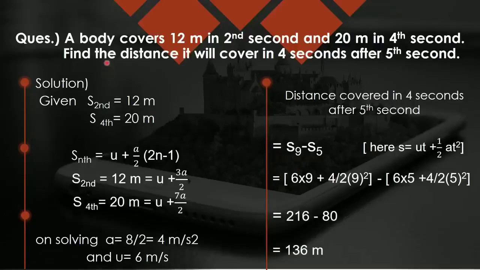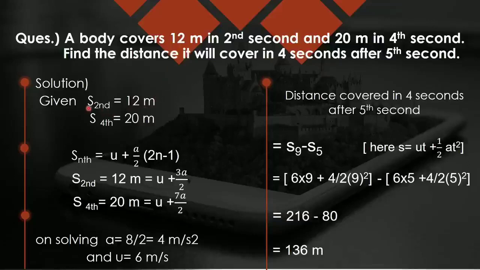This is a question which you have to work out by your previous knowledge of the distance in the nth second. They are saying a body covers 12 meter in the second second and 20 meter in the fourth second. You have to find the distance it will cover in 4 seconds after the fifth second. So the question, you have to read it carefully: what is being asked, what is being given.